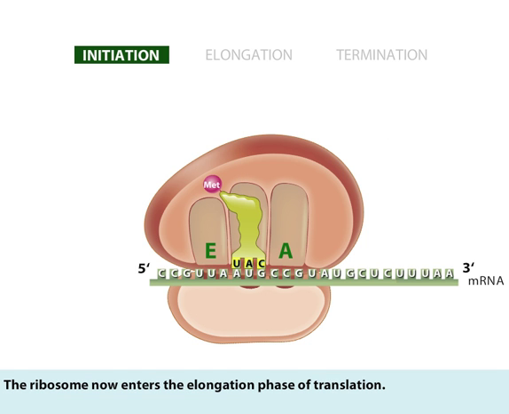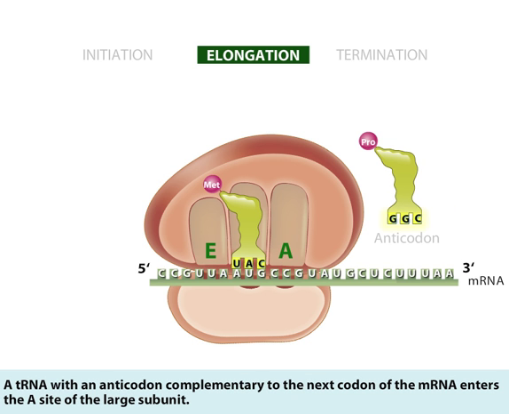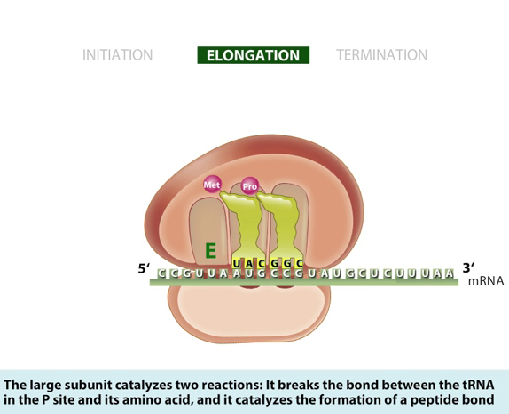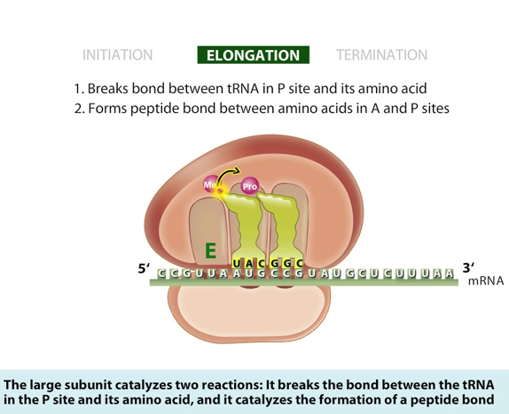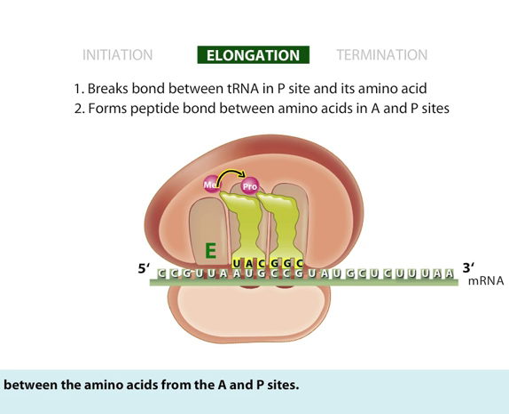The ribosome now enters the elongation phase of translation. A tRNA with an anticodon complementary to the next codon of the mRNA enters the A site of the large subunit. The large subunit catalyzes two reactions. It breaks the bond between the tRNA in the P site and its amino acid, and it catalyzes the formation of a peptide bond between the amino acids from the A and P sites.